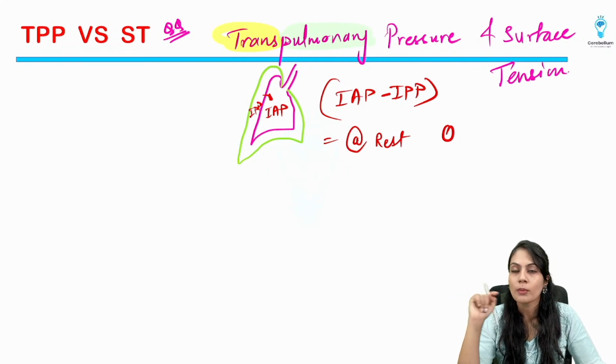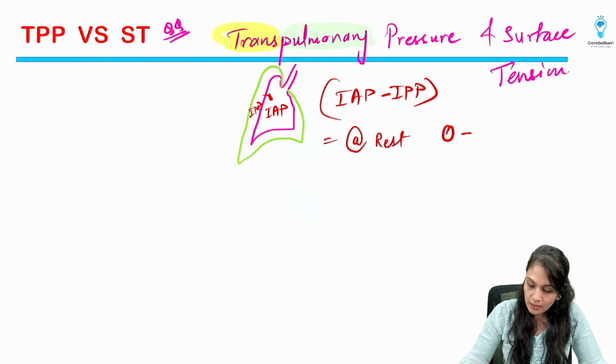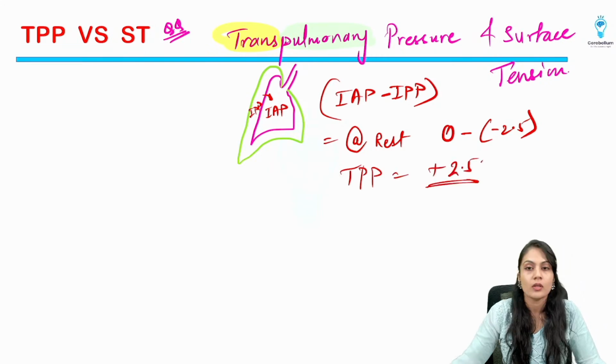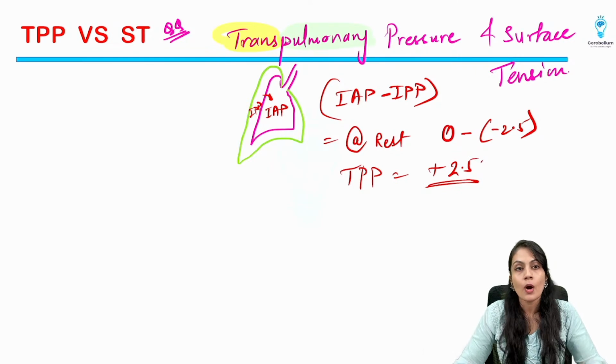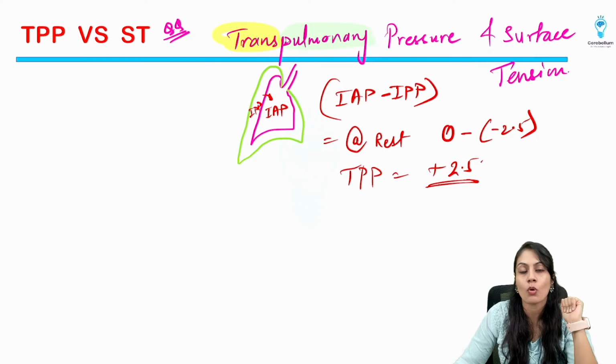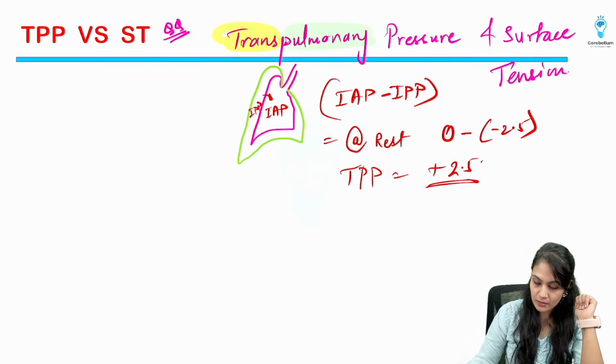And what about the intrapleural pressure? We know that the intrapleural pressure at normal resting condition is minus 2.5 mmHg. So what is going to be the TPP over here? It is going to be plus 2.5 mmHg, right? So remember, the more the transpulmonary pressure, the more is the gradient or the difference between these two. What do you mean by surface tension?